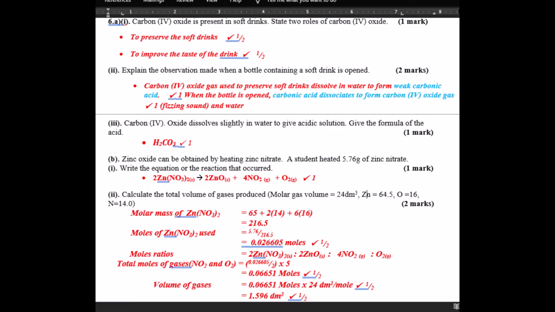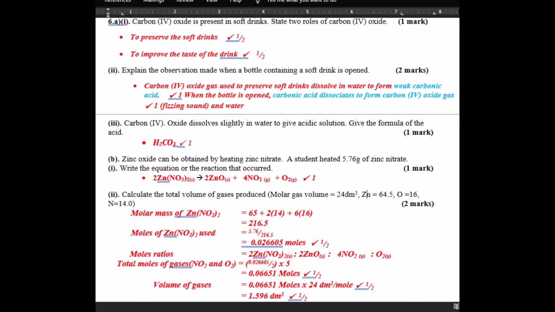Work out the number of moles of zinc nitrate. That will be the mass given divided by the molar mass. And of course, you get the number of moles as indicated, with the mole ratio for all the reactants and the products as it is given. So with that, you can go ahead and get the total number of moles of the gases that were produced: 5 times, of course, half the number of moles of zinc nitrate. Remember, you're just using the mole ratios. Simple mathematics.